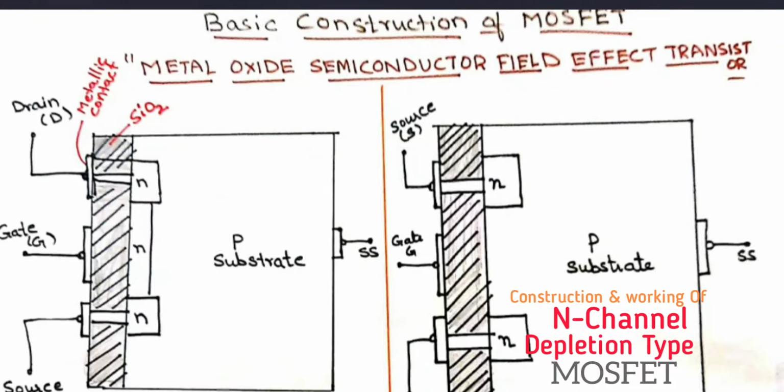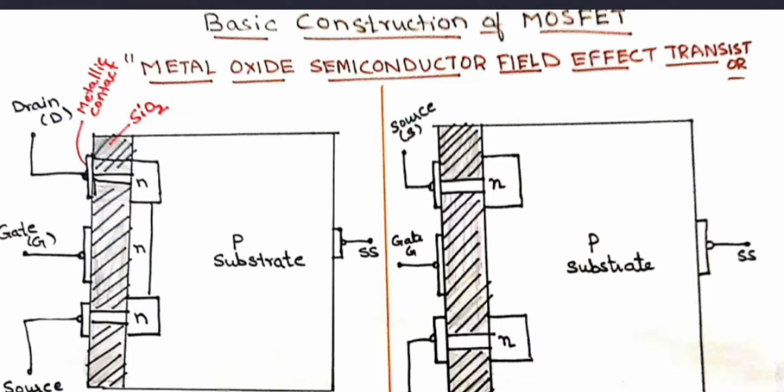Good morning, students. Let us see the basic construction of the N-channel MOSFET. MOSFET is abbreviated as metal oxide semiconductor field effect transistor. Now in this construction we'll see why it is called metal oxide semiconductor field effect transistor.